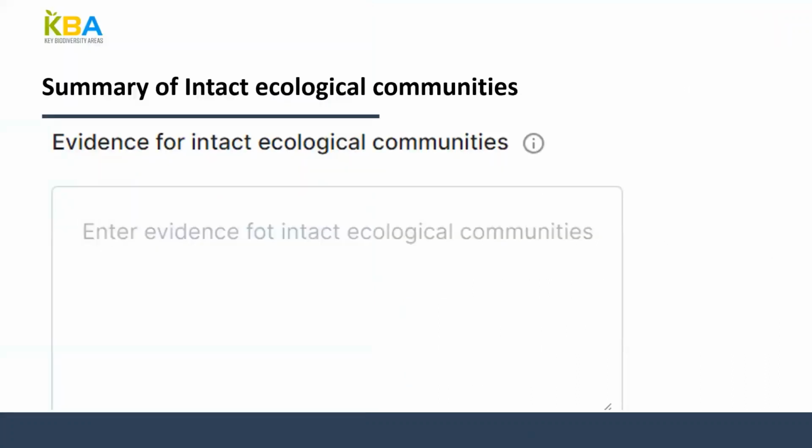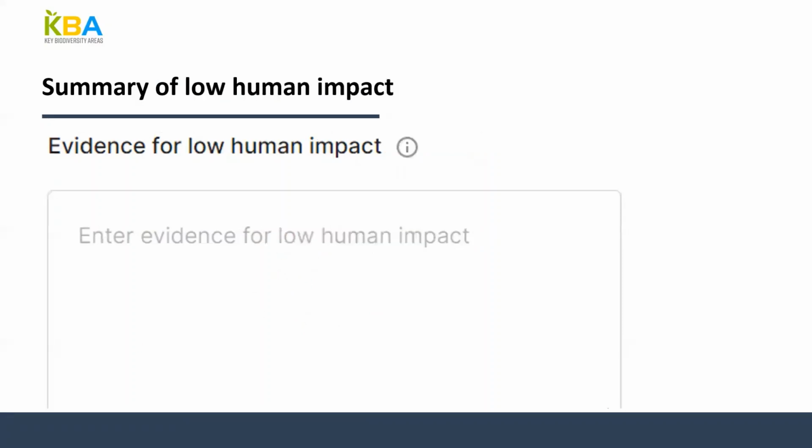And once you've written the report, in the WDKBA proposal portal itself you will see a section that asks you for evidence for intact ecological communities. In this section, you will need to summarize your main points and then write it out in a paragraph or 2. Similarly, in the evidence for low human impact, you will need to summarize the evidence that shows little or no human impact at the site.